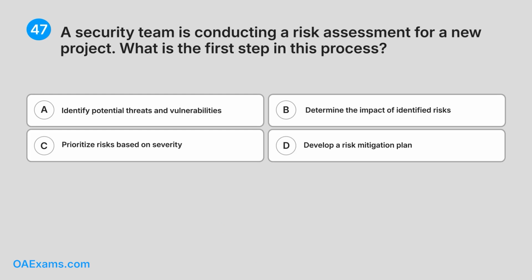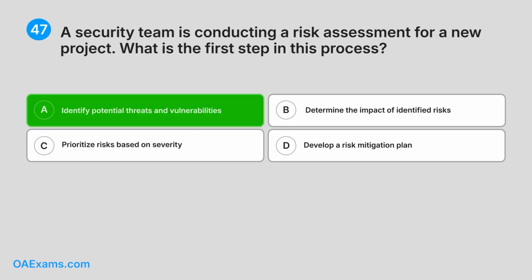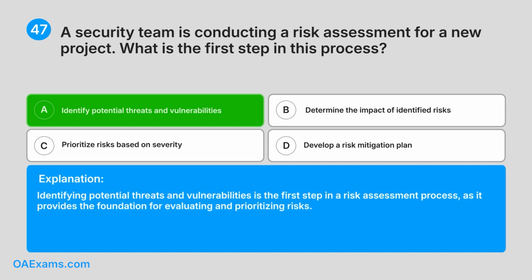Correct answer. A. Identify potential threats and vulnerabilities. Explanation. Identifying potential threats and vulnerabilities is the first step in a risk assessment process, as it provides the foundation for evaluating and prioritizing risks.